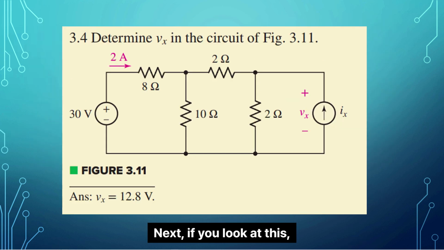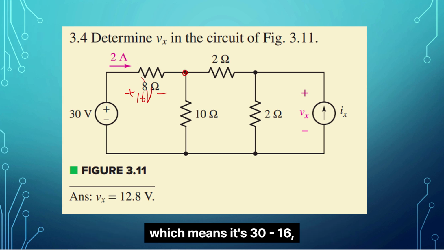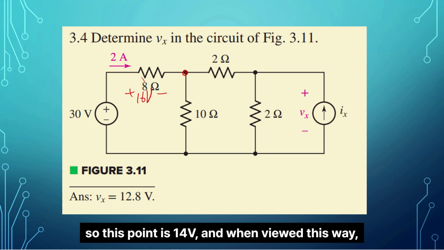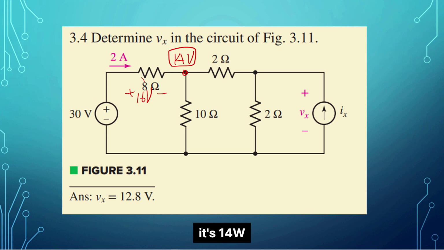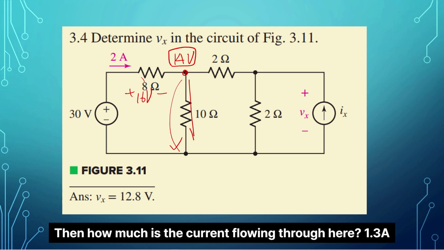Next, if you look at this, it shows 30 volts here. And since the battery is connected, it's plus or minus 16 volts. So what is the voltage at this point? Which means it's 30 minus 16. So this point is 14 volts, and when viewed this way, it's 14 volts. So how much is this? 14 volts. Then how much is the current flowing through here?